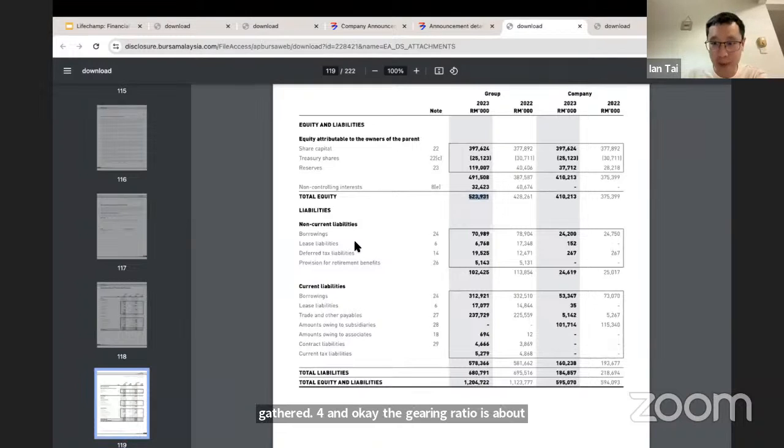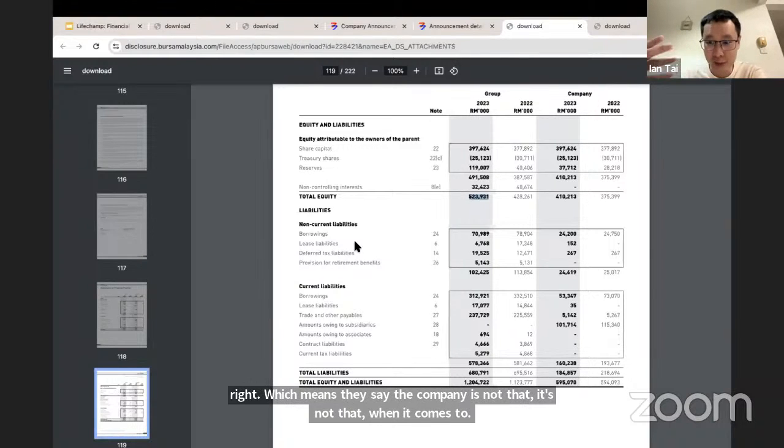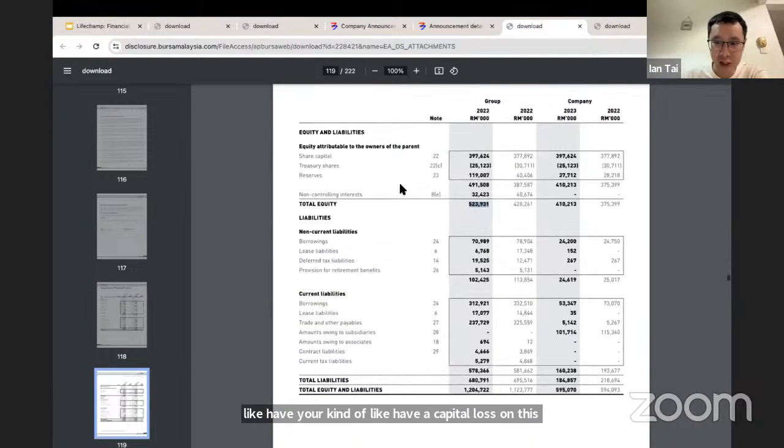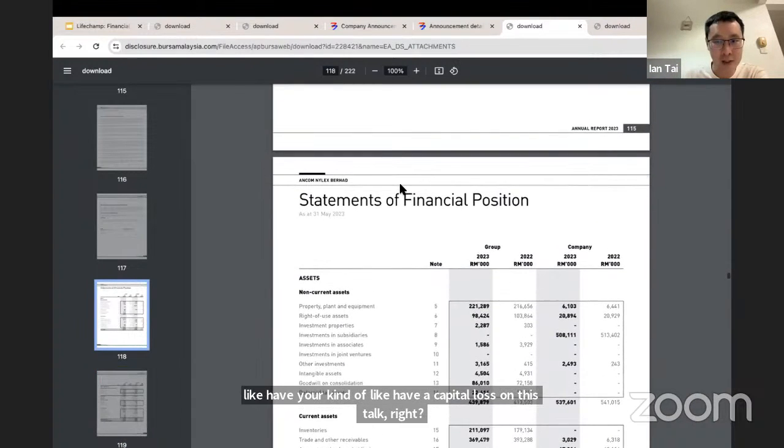Actually, anything below 30%, below 50%, that one is quite okay lah. Which means the company is not that bad when it comes to gearing. So if you happen to choose this stock and you have a capital loss on this stock, maybe gearing is not the main issue. Maybe it could be other factors.